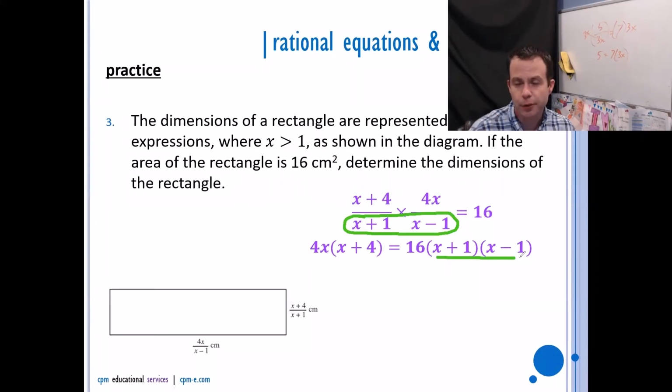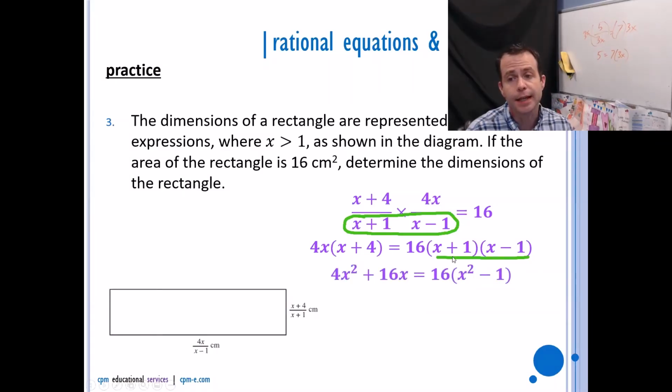Probably you want to do this first, but you might notice that as the difference of squares. So that ends up being x squared minus 1. If you're not sure of that, though, just FOIL it. So x times x, x times -1, 1 times x, and 1 times -1. Then we're going to have to distribute the 16. Okay, so when I distribute the 16, that'll give me 16x squared minus 16.